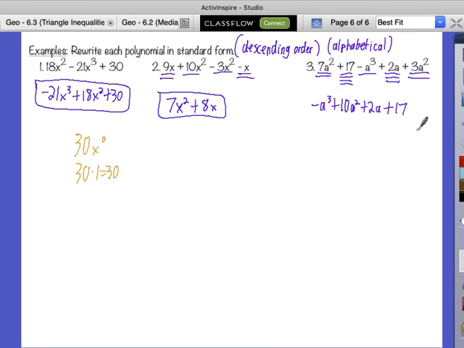And now we can take a quick double check and say, okay, are we in descending order? Yeah. And do we have any repeats, any like terms here? No. Okay, so we're done. Questions on that?